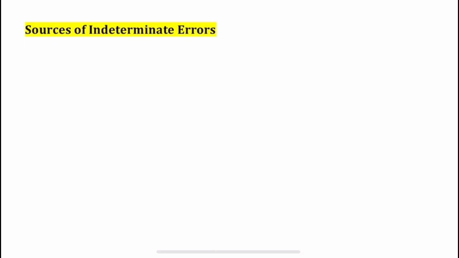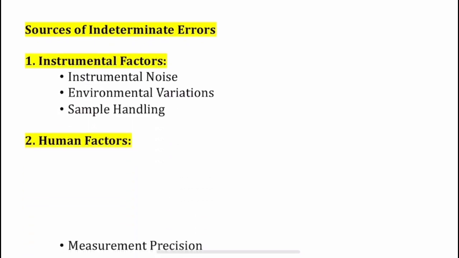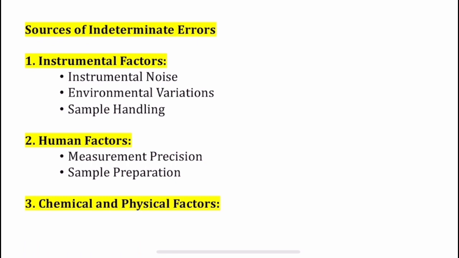Indeterminate errors are caused by various sources which are characterized in three main categories, including instrumental factors, human factors, and chemical and physical factors. Instrumental factors include instrumental noise, which refers to random fluctuations and disturbances that can affect the accuracy and precision of measurements taken by scientific instruments such as spectrophotometers.